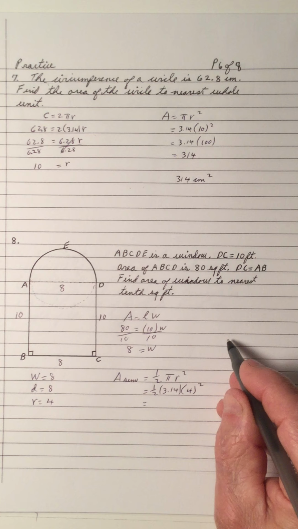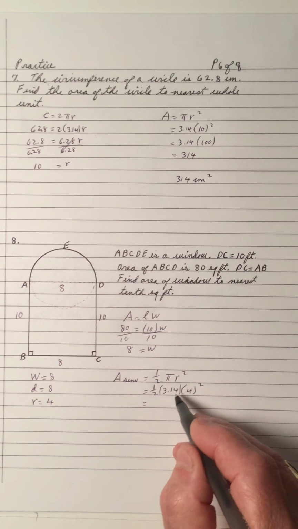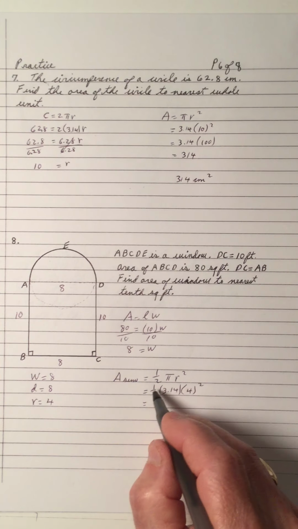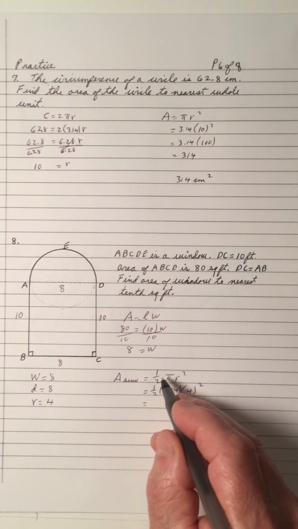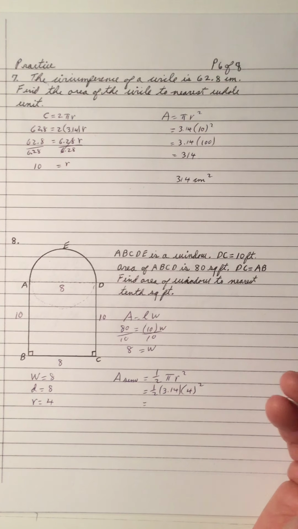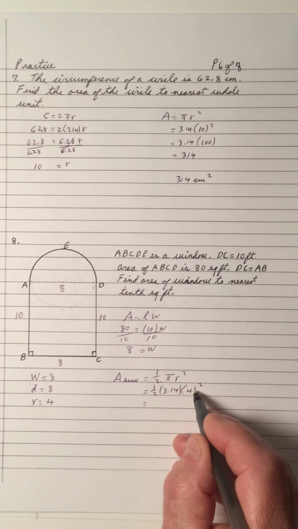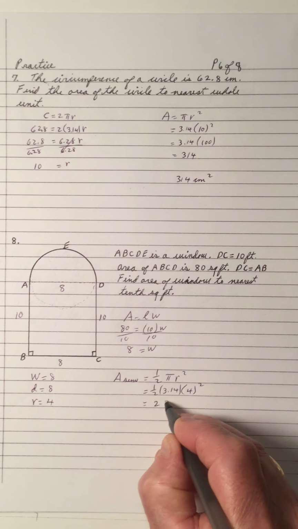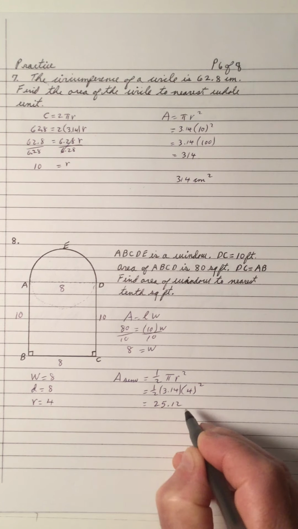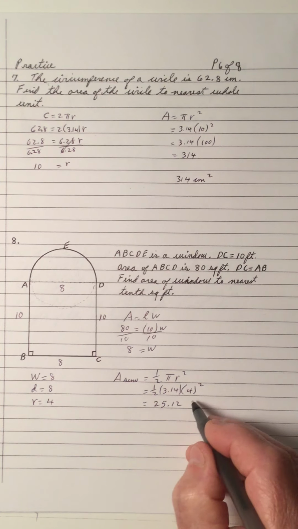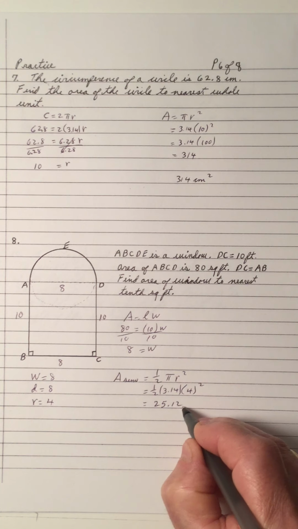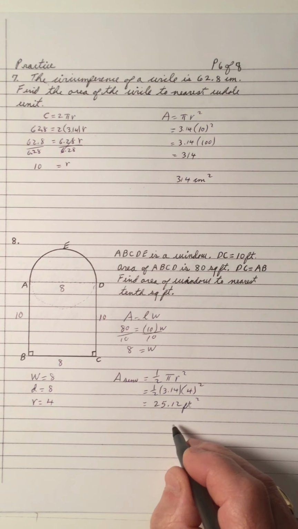Some students or teachers find the area and then take half of it after. I have a tendency to put the half into the formula right away and work it out. It's either or. So a half is 1 divided by 2, or 0.5, times 3.14 times 4 squared, which is 16. And that works out to be 25.12. Not going to round it, and it's in feet, so that's square feet.